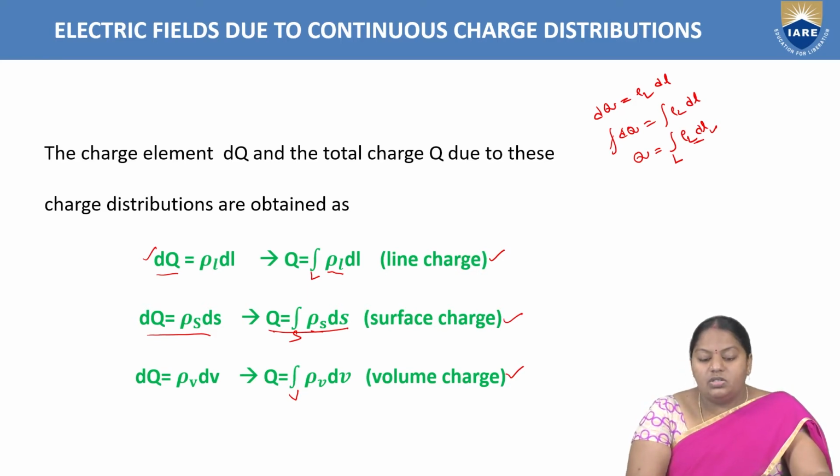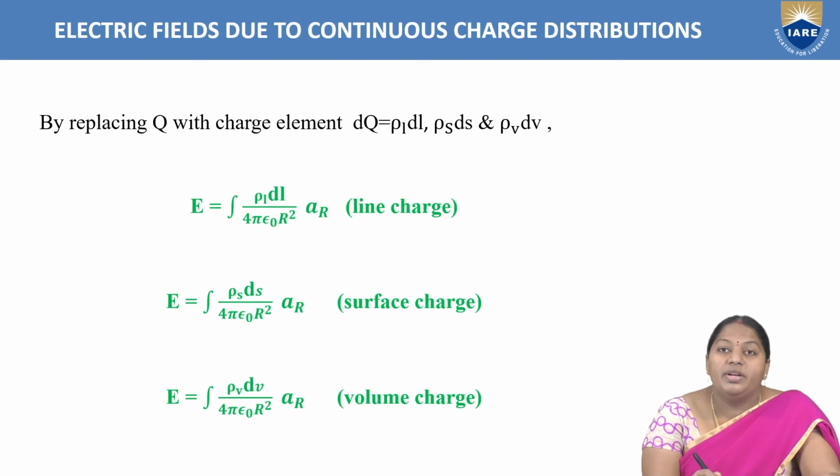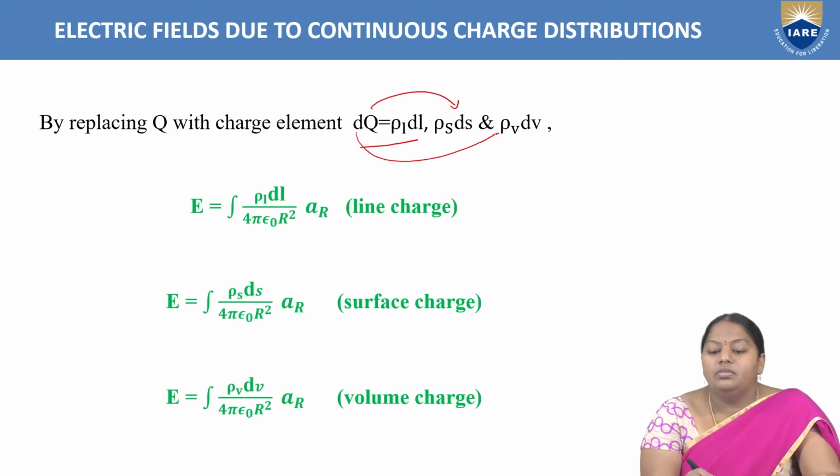Then using these charge elements, dq for line, dq for surface, and dq for volume, if you substitute all three in the electric field intensity equations, let us see what the finalized equations are for the electric field intensities due to line, surface, and volume respectively. So by replacing the charge q with the charge elements, dq equal to rho L into dl, dq equal to rho s into ds, and dq equal to rho v into dv.